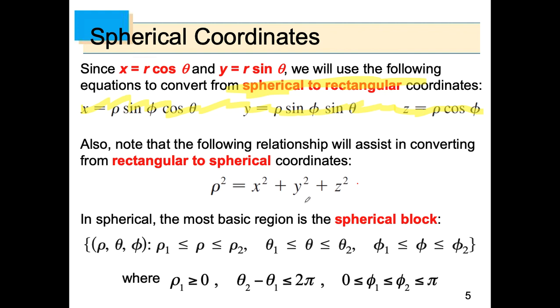Where again, rho must be positive. It has to be greater than or equal to 0. So that means rho 1 must be greater than or equal to 0. Theta at most could be an interval of 2 pi. And again, make sure that phi is always between 0 and pi, which means phi 1 and phi 2 must also be between 0 and pi.